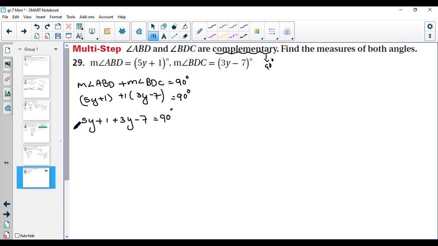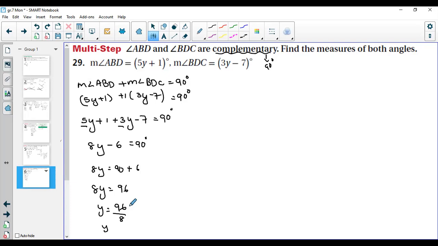So solve this side first. 5y plus 3y will give me 8y. Plus 1 minus 7 will give me a minus 6, which is going to be equal to 90 degrees. So 8y is going to be equal to 90 plus 6, which means 8y is going to be equal to 96. y is going to be equal to 96 divided by 8. So y is equal to 12.